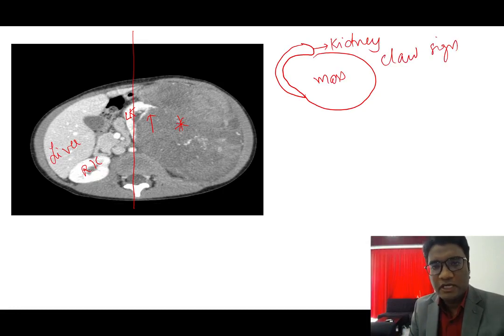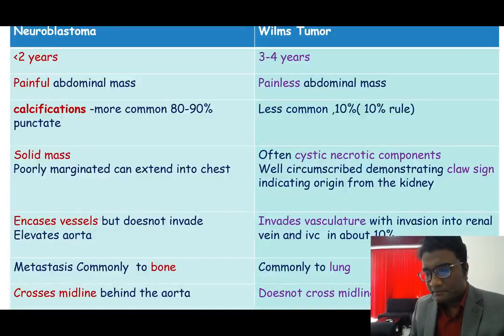So this lesion, which is only on one side of the midline, does not cross the midline, arises from the kidney. This is your Wilms tumor. And I'll give you a good table to differentiate these things. Please concentrate on this table. How do you differentiate here?